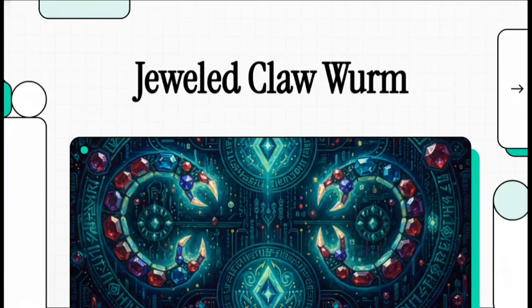All right, so today we're diving into something really weird. Imagine you stumble across a code base, right? But when you open it up, it doesn't look like normal code. It reads more like, I don't know, a religious text or some kind of weird mythology. That's pretty much what we're looking at with the jeweled claw worm.